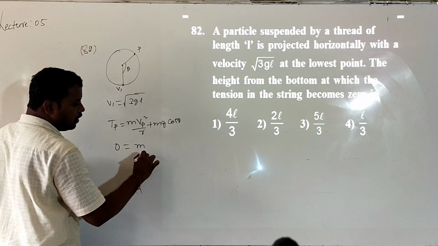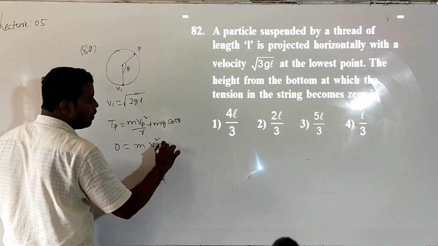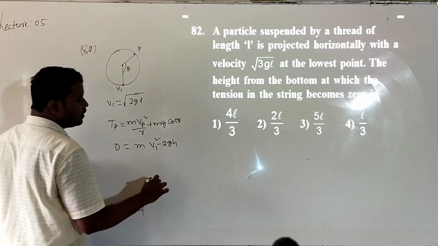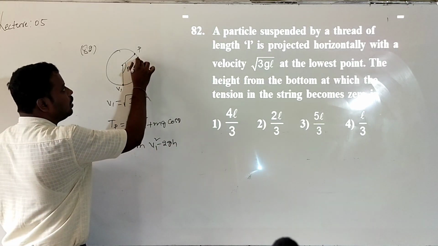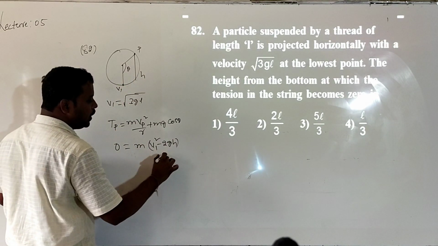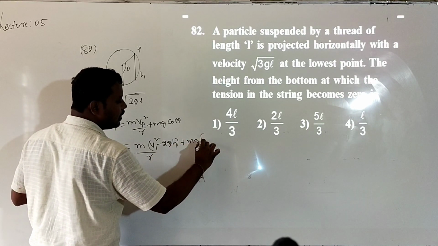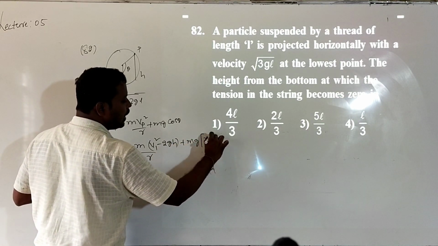So m Vp square, where Vp square is equal to V1 square minus 2 g h. If I call the height of this point h, then the expression is m times (V1 square minus 2 g h) by R plus m g cos theta, where cos theta is (R minus h) divided by R.